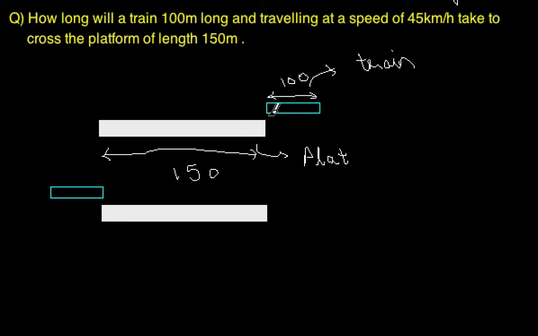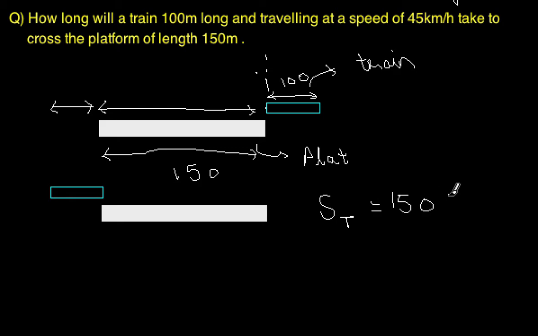So let this be the front of the train when it reaches the start of the platform, that would be the start point. And when the end of the train reaches the end of the platform, that would be the end. So the total distance traveled by the train would be this distance plus this distance, which is the length of the platform plus the length of the train. So the total distance traveled would be 150 plus 100 equal to 250 meters.